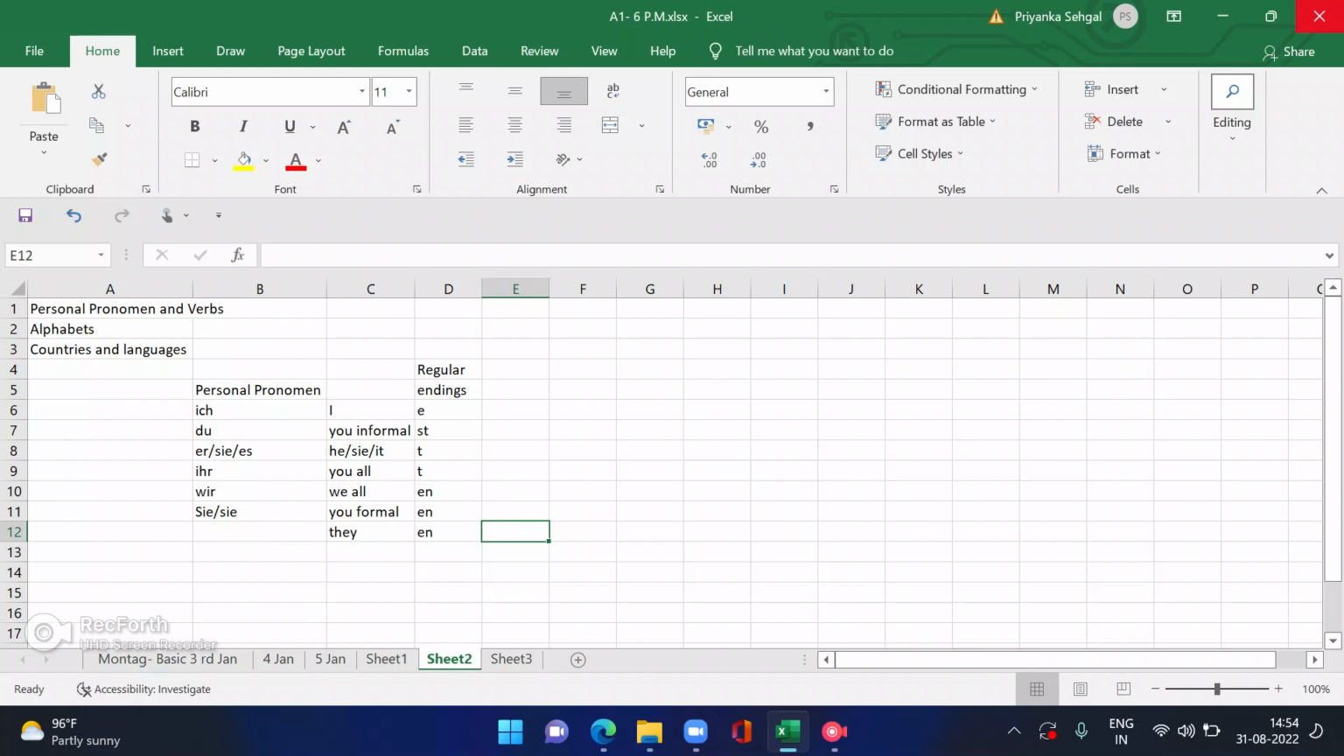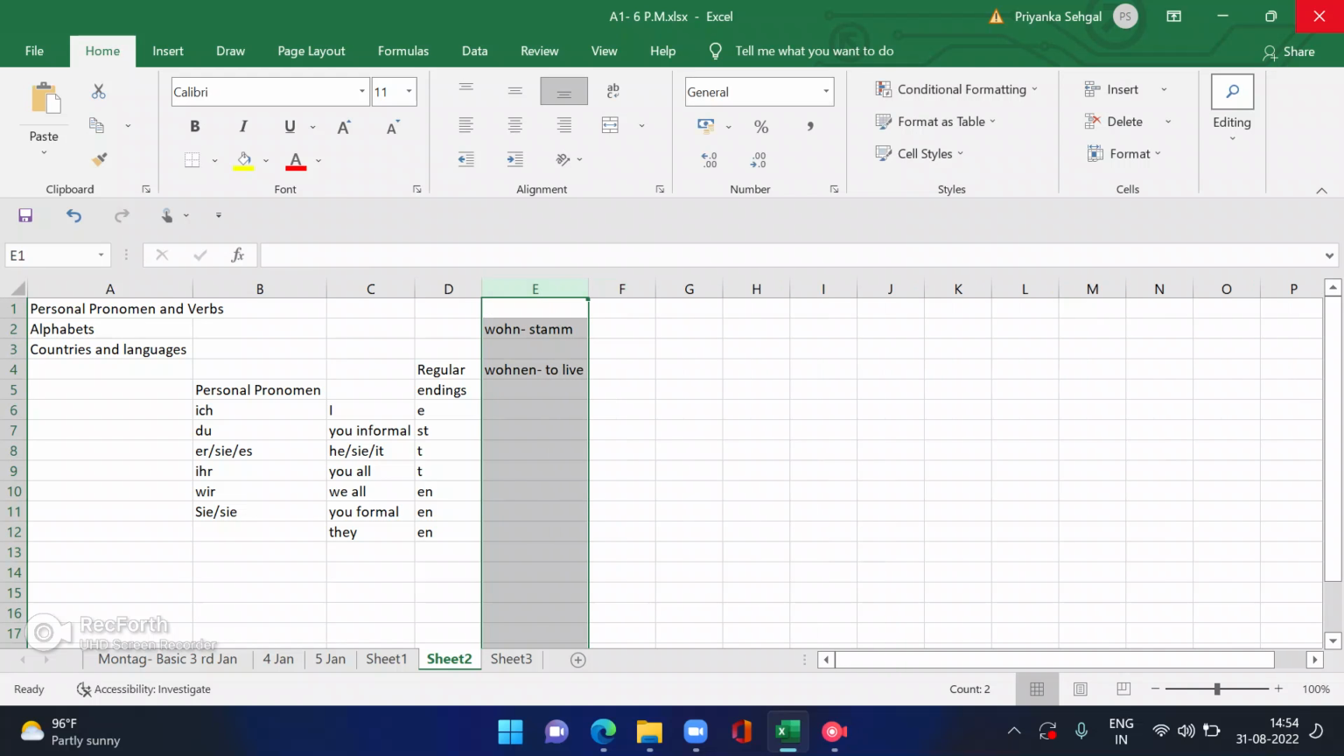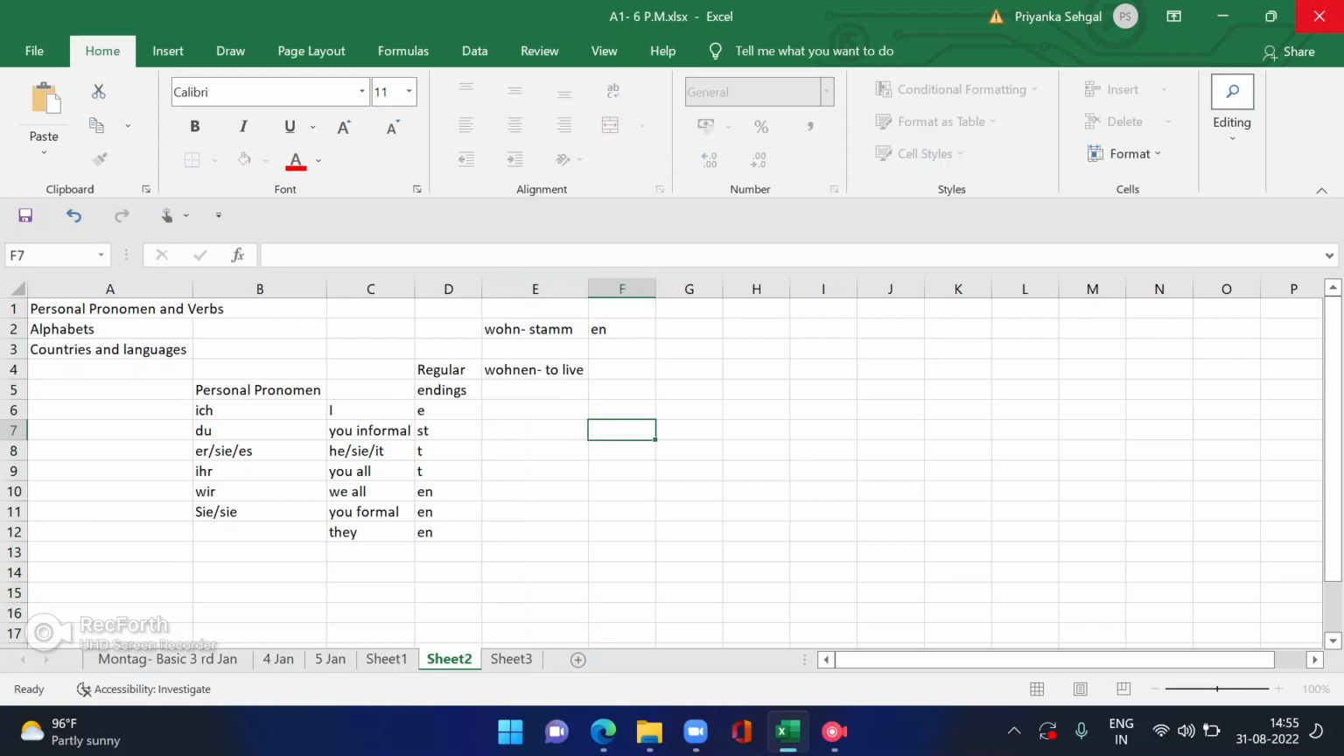But you will be thinking how to use it. What is this ending I'm talking about? Yes, I'm going to explain it. Just wait for 1 minute. For example, we did the verb wohnen. Wohnen was what? To live. Wo wohnen Sie, if you remember. This is a verb, an action word. And how do we conjugate this? Wohn is the stem. That is not going to change at all. What is going to change is this EN.